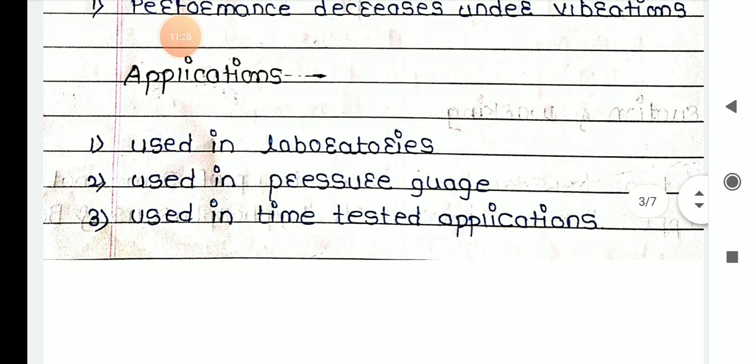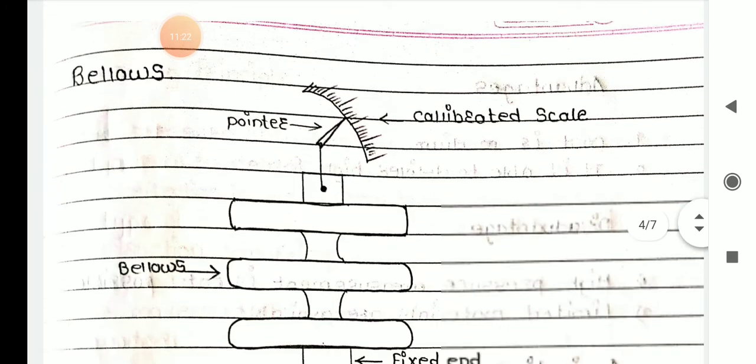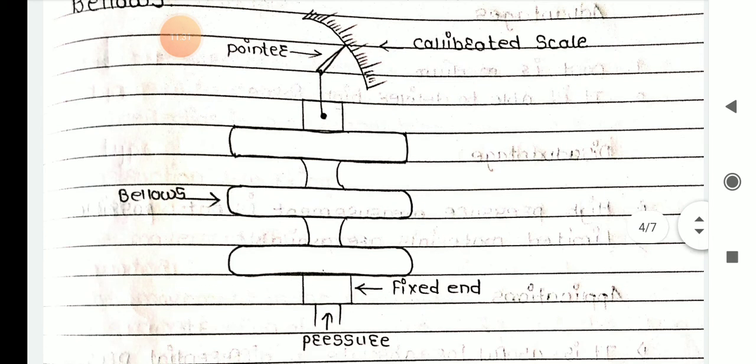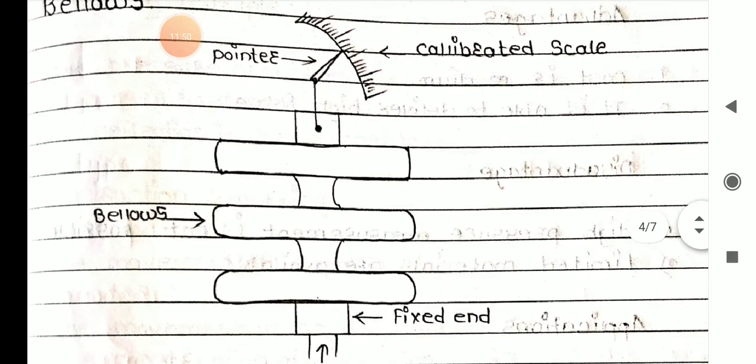Okay, next we will move on to the bellows. This is also one of the types, the second type of pressure measurement. As shown in the diagram, you can observe here also you have a fixed end as well as a closed end. At the closed end you have a pointer and calibrated scale. At the fixed end you apply the pressure. Okay, so what happens if I apply my pressure to the bellows? Again we'll move on to the construction and working of this bellows.